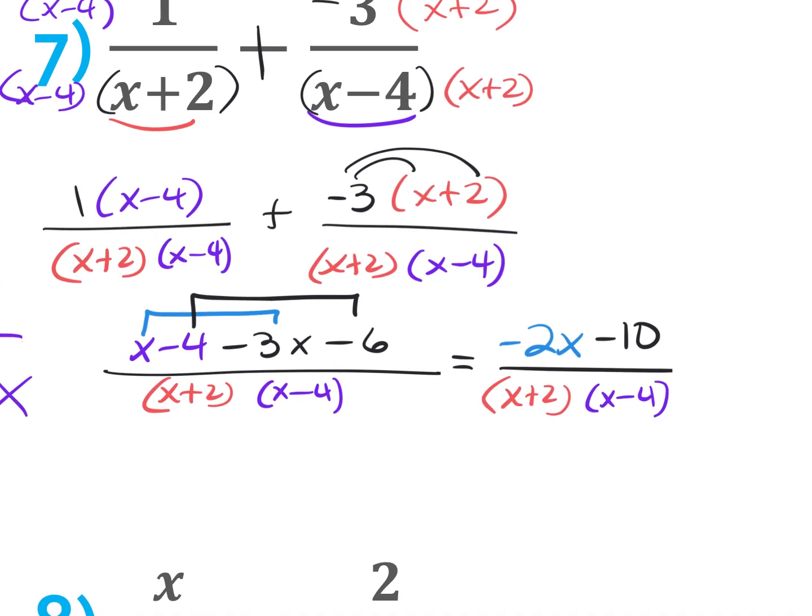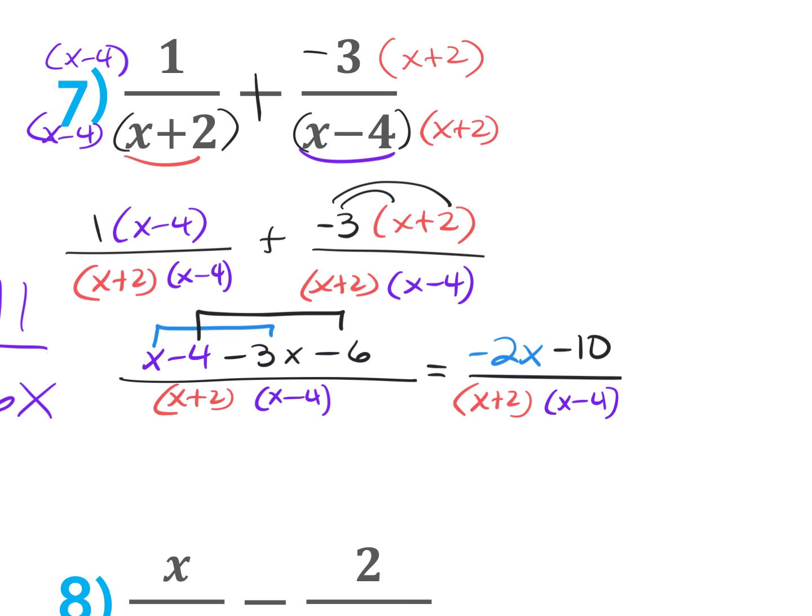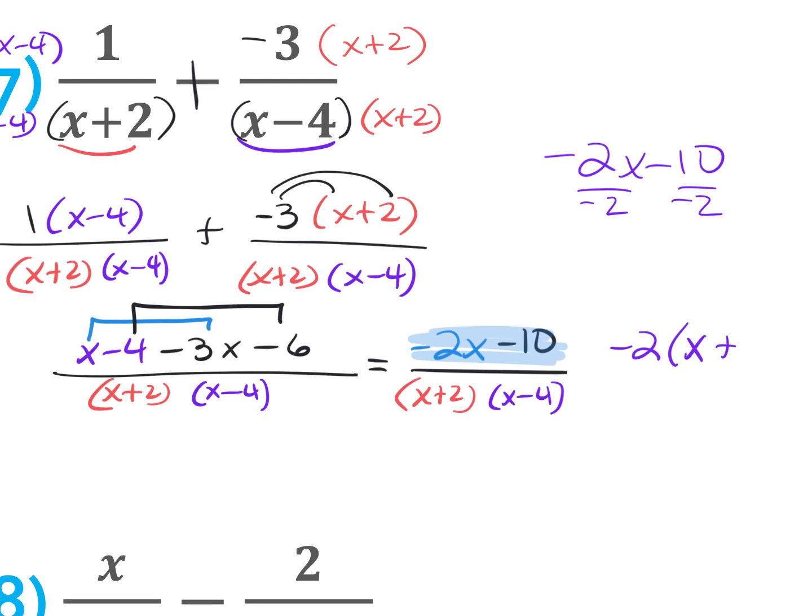Now, what you need to do is go and factor the numerator to see if anything will cancel. So what I need to do is take this numerator and I need to factor out a GCF. So -2x minus 10. I can divide these both by -2. So then this will become -2 and then x plus 5. And then it has the common denominator.